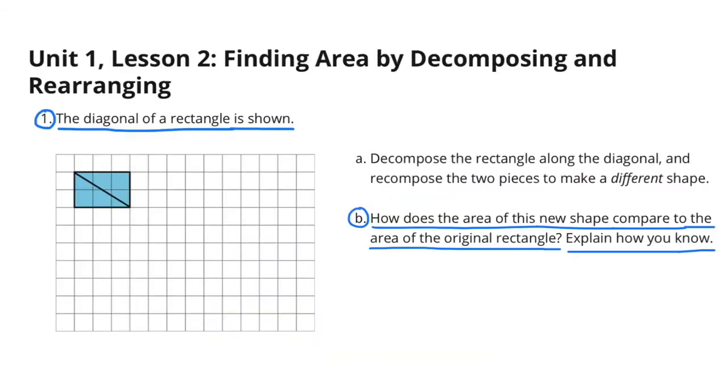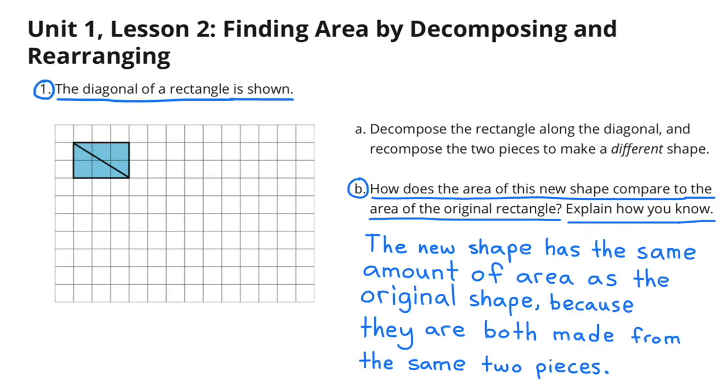B. How does the area of this new shape compare to the area of the original rectangle? Explain how you know. The new shape has the same amount of area as the original shape because they are both made from the same two pieces.